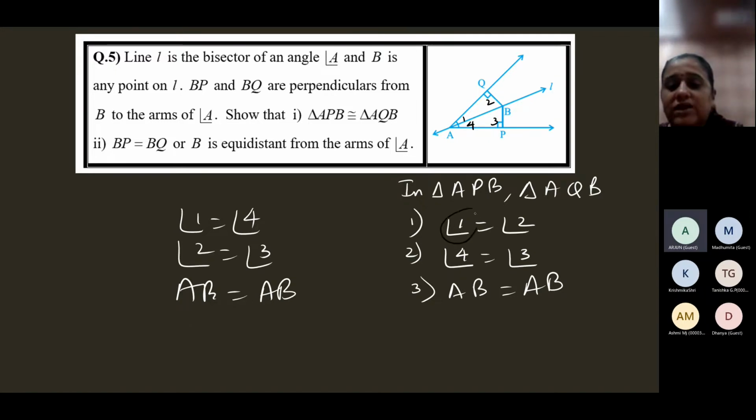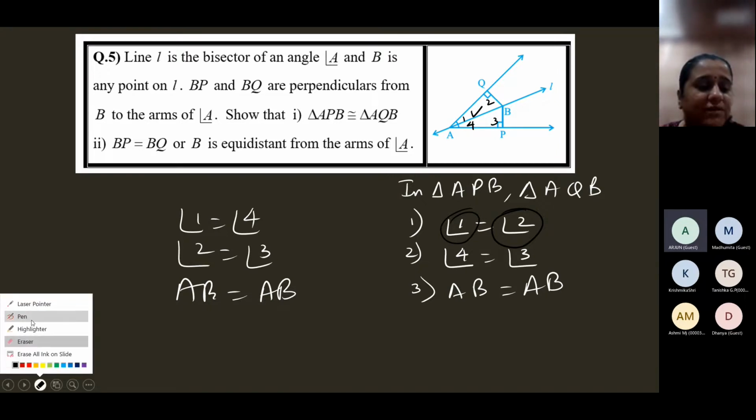See here, angle 1 is equal to angle 2. Angle 1 is of this triangle, angle 2 is also of this triangle. That is the first mistake. You are saying two angles of the same triangle are equal. And this is a right angle. How can angle 1 be equal to angle 2? Angle 2 is a right angle. Angle 1 is acute. They are both angles of the same triangle.